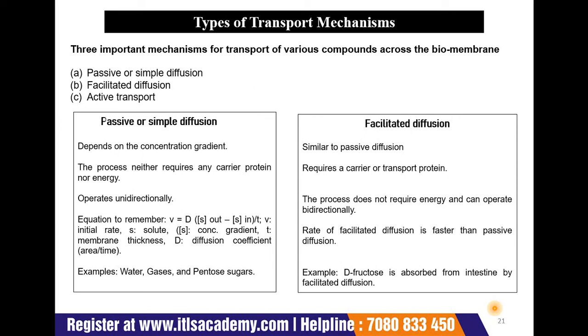This is the equation generally used for passive or simple diffusion, where we need an initial rate, solute concentration gradient, the thickness of the membrane through which the solute is passing, and a diffusion coefficient, that is how much area is covered in how much time. Examples of passive or simple diffusion are water, gases, and pentose sugars. An example of facilitated diffusion is D-fructose, which is absorbed from the intestine specifically by facilitated diffusion.